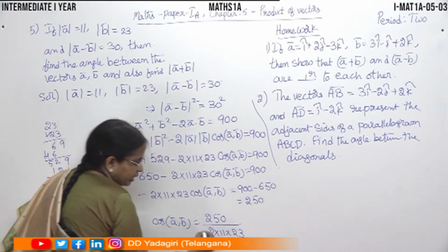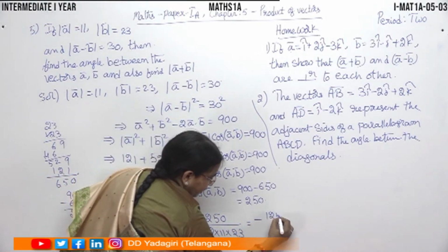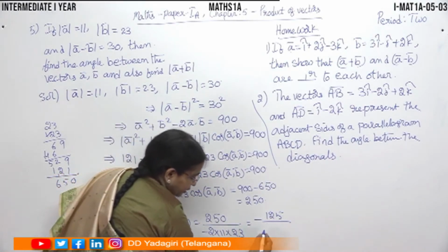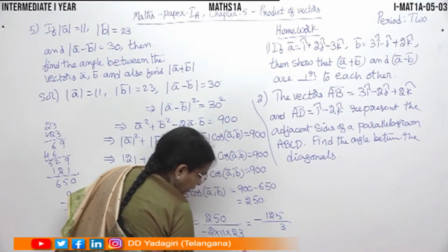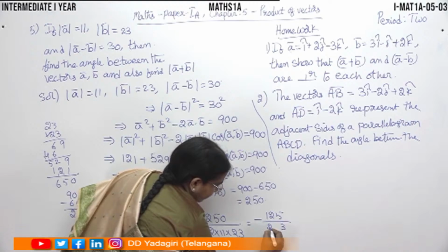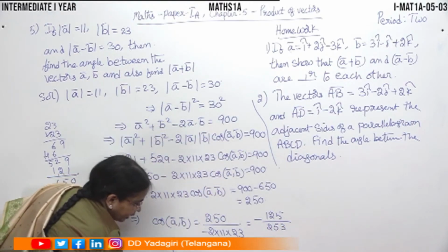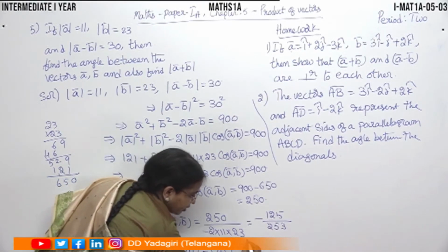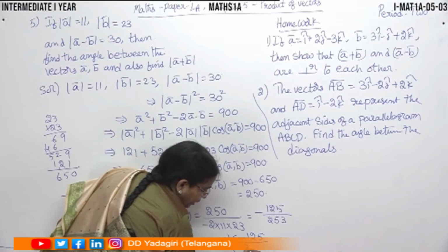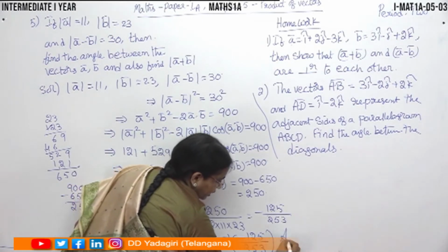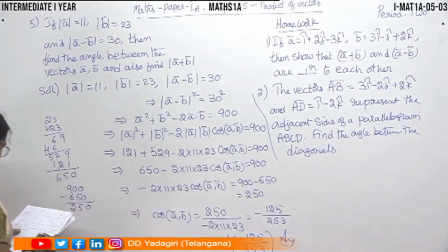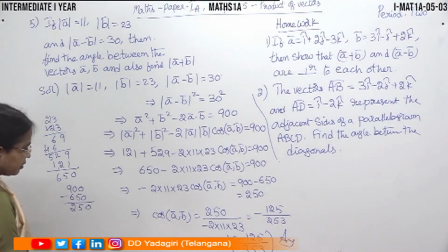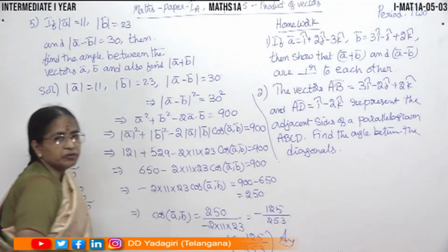So 2 goes into 250, 125 times. So it is minus 125 by 11 into 23. 2 gets cancelled. So 11 into 23 is 253. So the angle between A and B is cos inverse of minus 125 by 253. So this is your answer.